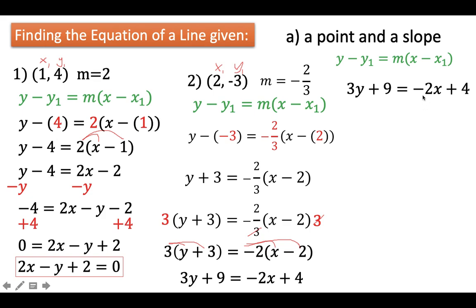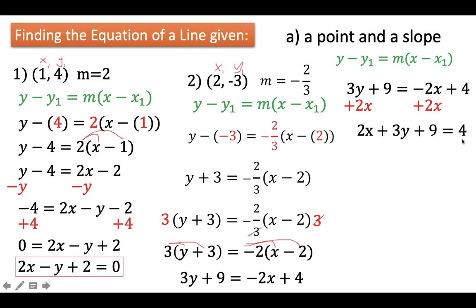So I decided to transpose negative 2x plus 4 to the other side, so we can add 2x to both sides, so that that will be eliminated. And what will be left here is 2x plus 3y plus 9. This is 0. Then write down plus 4.